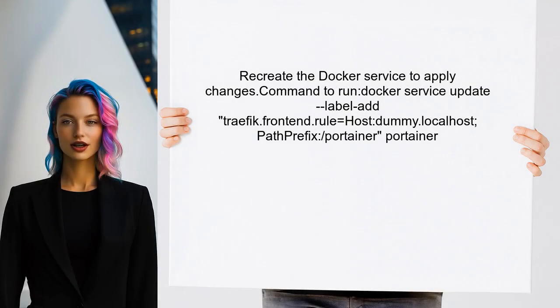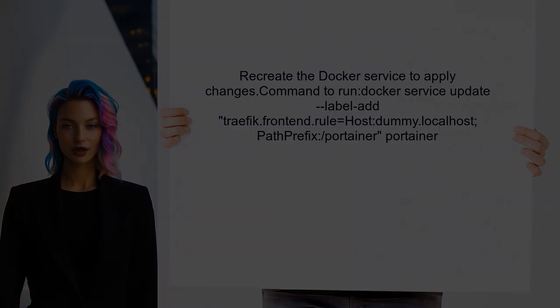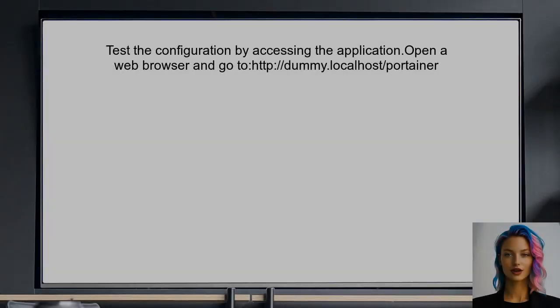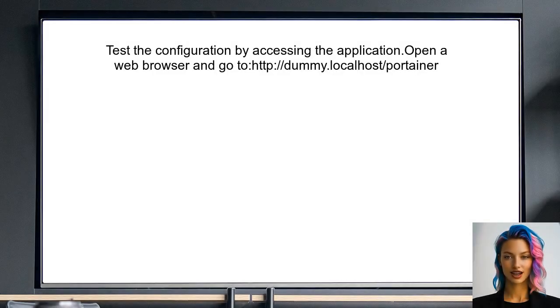After updating the labels, the user should recreate the Docker service to apply the changes. This can be done by using the Docker service update command. Finally, the user can test the configuration by accessing the application through the new URL. They should navigate to http://dummy.localhost/portinter in their web browser.